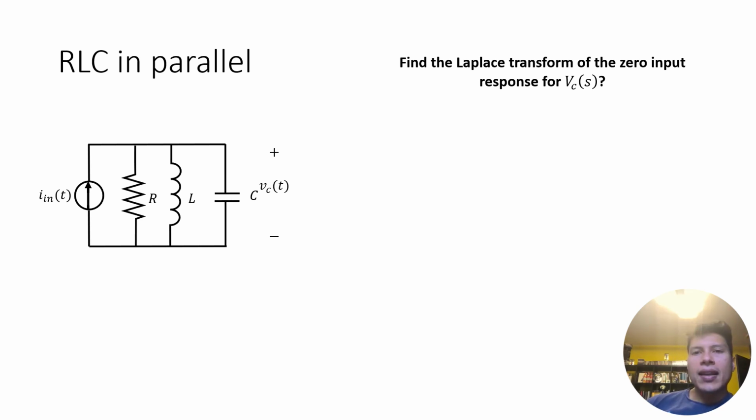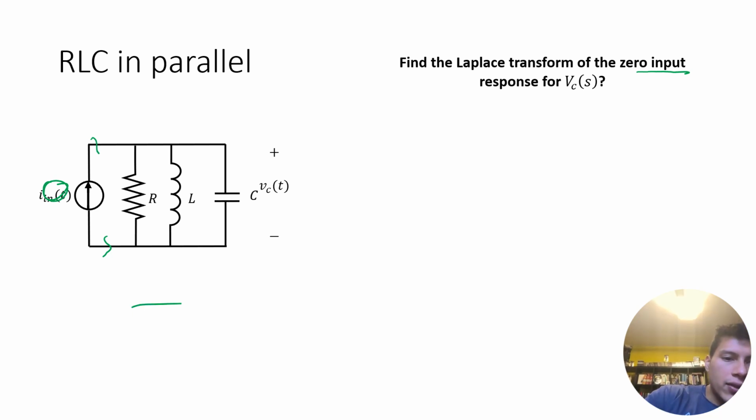Now I will go over an example. Okay, so let's look at this circuit. It's asking us to find the Laplace transform of the zero input response. So what do we have to do to the input? Well, we have to zero out the input, which in this case would mean if we assume this is 0, this behaves as an open. And so what is going to drive this circuit is the initial conditions.